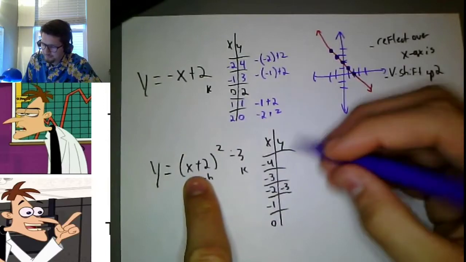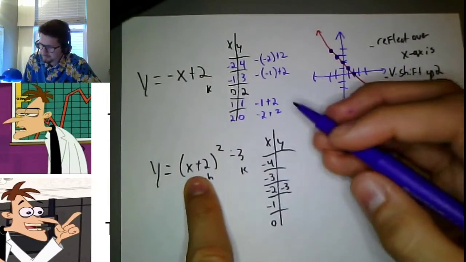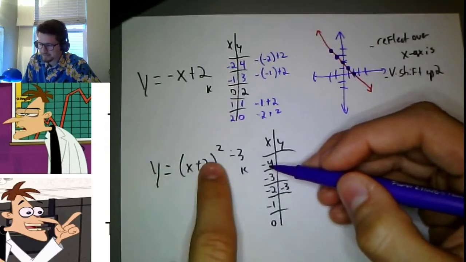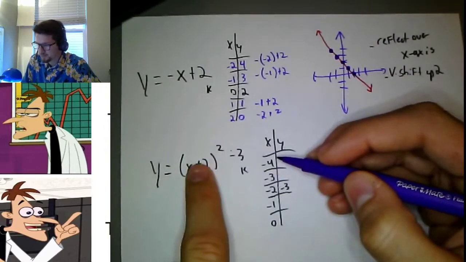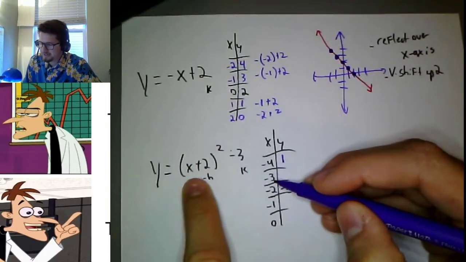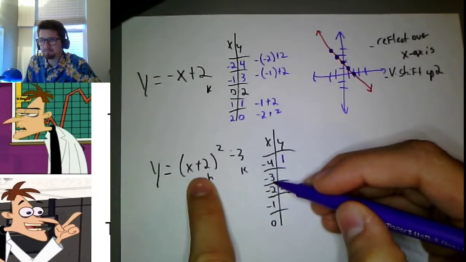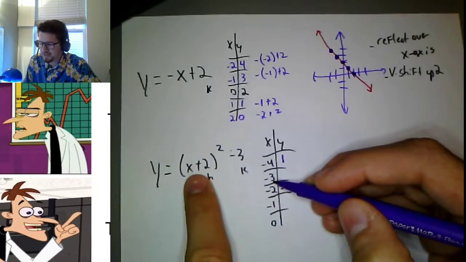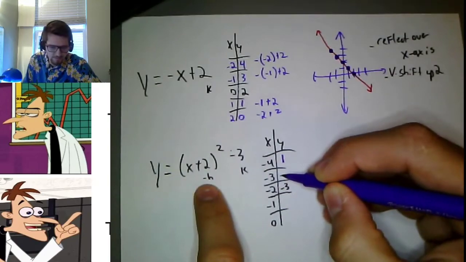All right. Plugging these numbers in. What's negative 4 plus 2? Negative 2. What's negative 2 squared? 4. What's 4 minus 3? 1. Negative 3 plus 2. What's negative 3 plus 2? Negative 1. What's negative 1 squared? Positive 1. What's positive 1 minus 3? Negative 2.